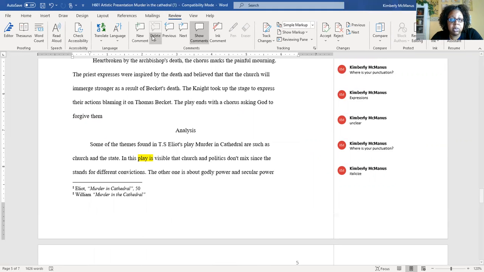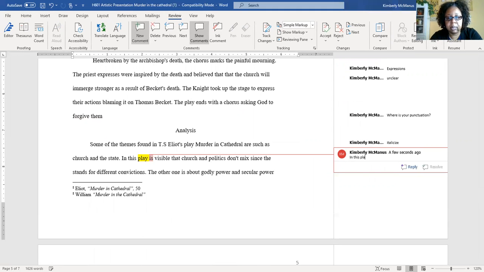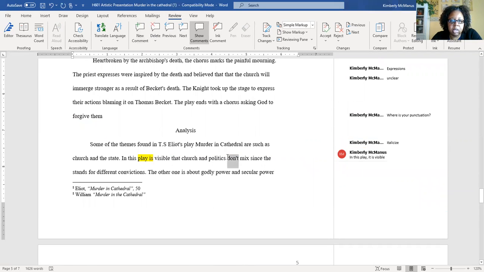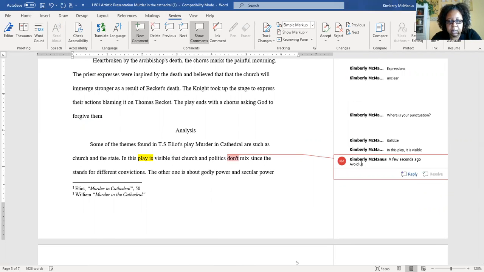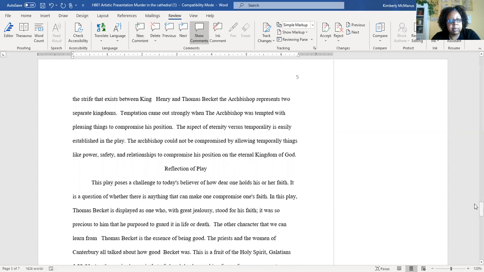In this play, it is visible. Again, when you read things aloud, you can hear it. Don't say don't. Again, don't use contractions in academic writing. Again, you have to work on your footnotes. They're incorrect. Something's not right here. I'm reading.